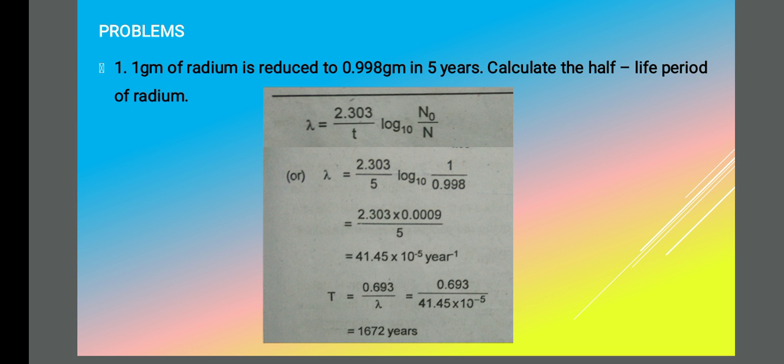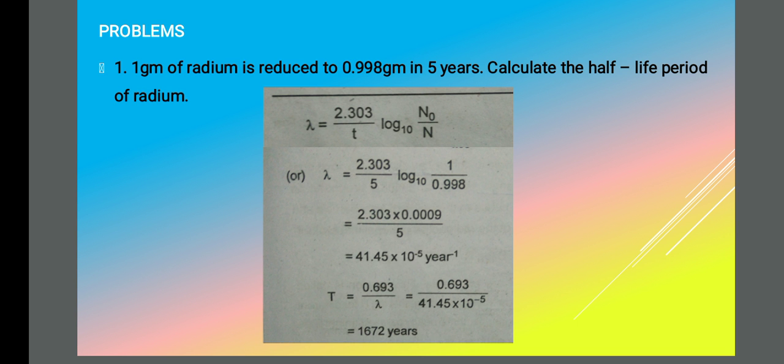So we get the answer as 41.45 into 10 to the power of minus 5 per year. This is the answer you get for lambda. I'll repeat. The formula is 2.303 divided by t into log to the base 10 of N0 by N. Here t is 5, N is 0.998 and N0 is 1. Substituting the values, you get the answer as 41.45 into 10 to the power of minus 5 per year.